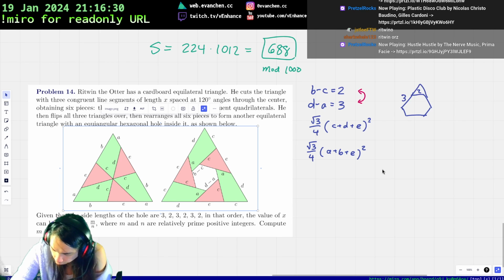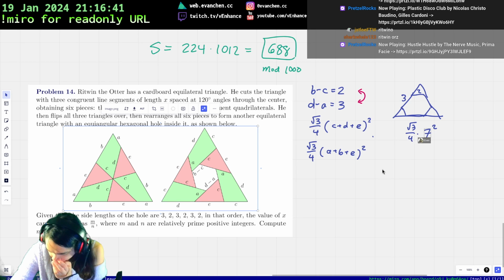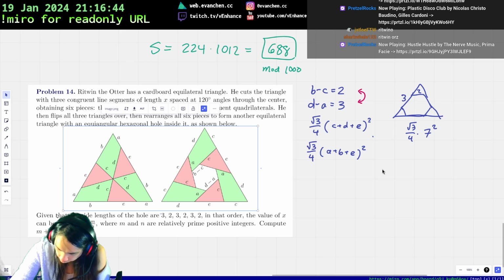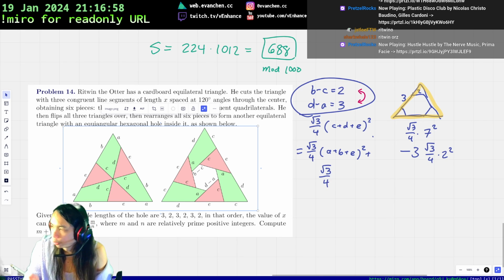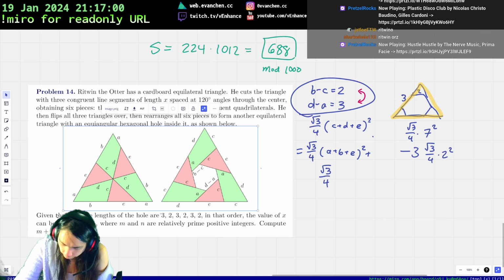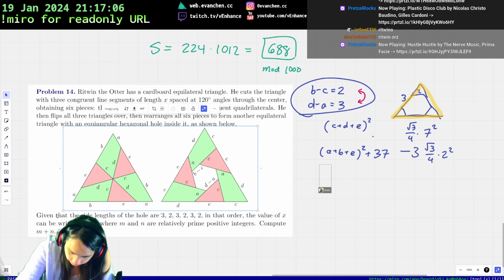You complete this to a triangle. So the whole is the root 3 over 4 times 7 squared, the area of this whole triangle here, minus 3 times the area of the little one inside it. Anyways, I think the area of the whole works out to 37. So if you cancel out all the root 3 over 4s that are everywhere, here's your third equation. Here's equation number 3.